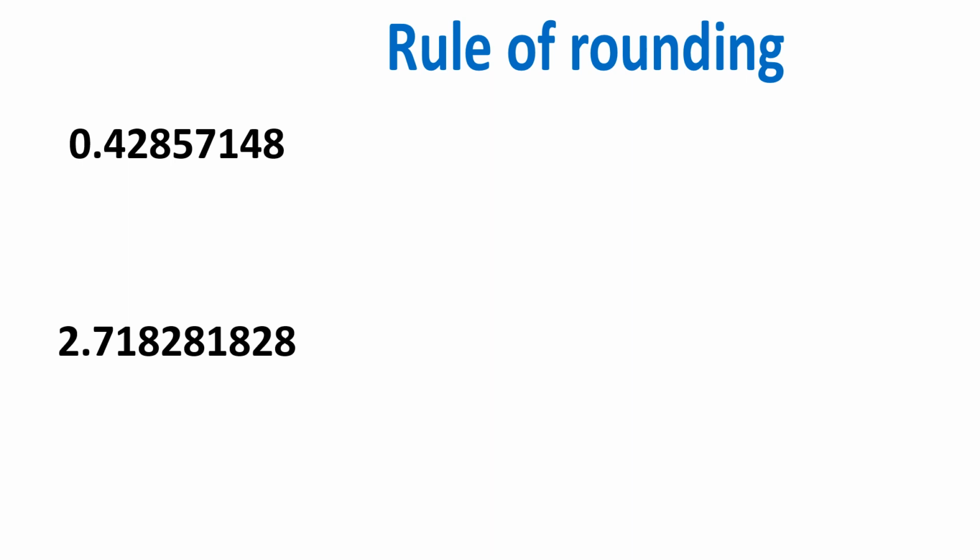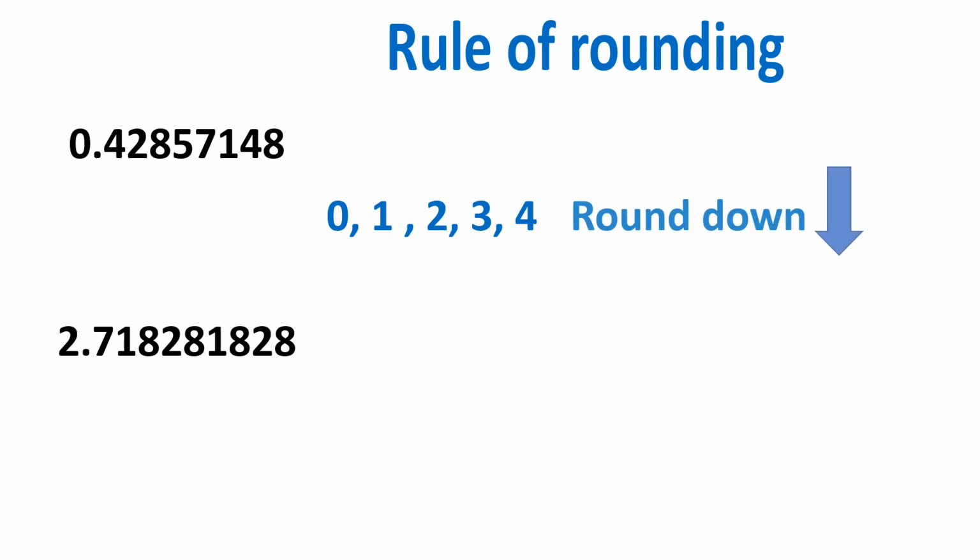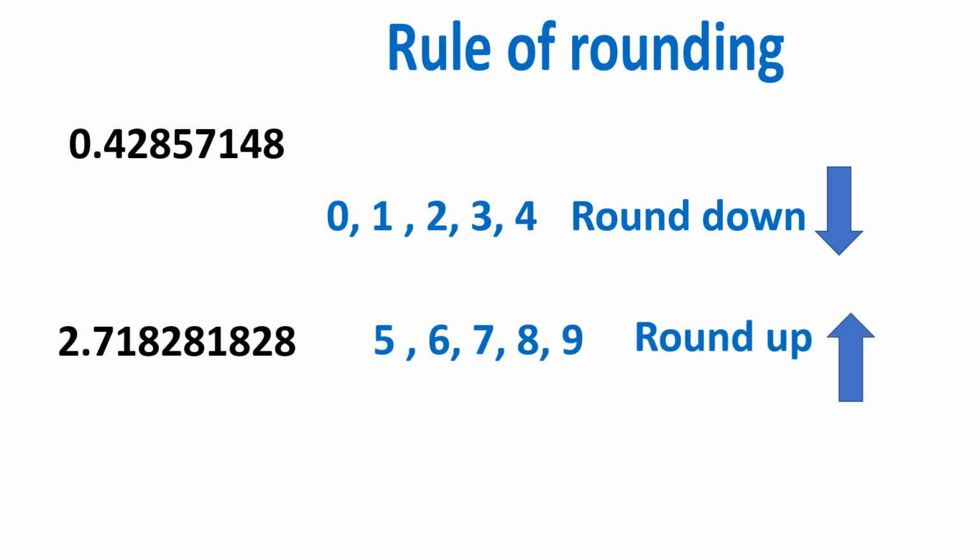Let's approximate the following decimals. Before we start, I would like us to understand the rule of rounding. If the number you are rounding is followed by 0, 1, 2, 3, 4, you round down. But if it is followed by 5, 6, 7, 8, 9, you round up. Okay. Now we are ready to start approximating.